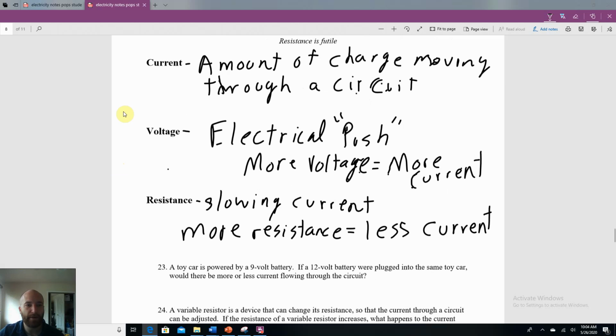To recap these three things, current is the amount of electricity, and it's affected by a couple of different things. It's affected by voltage, and it's affected by resistance. If you have more voltage, you will have more current. If you have more resistance, you will have less current. So basically, this is your push, and this is your resistance, your slowing it down.